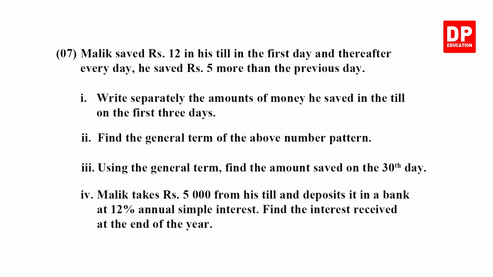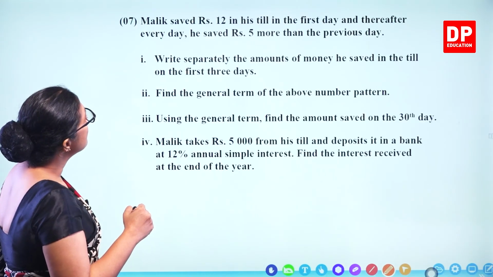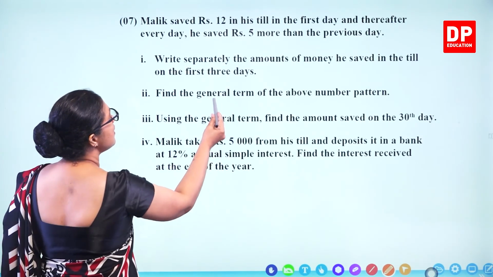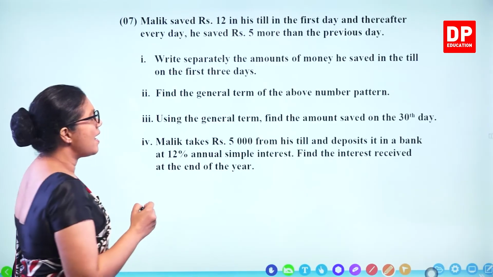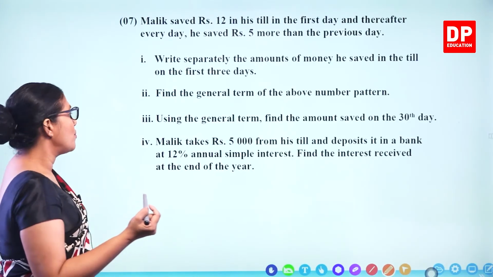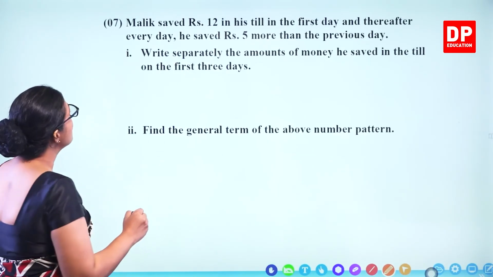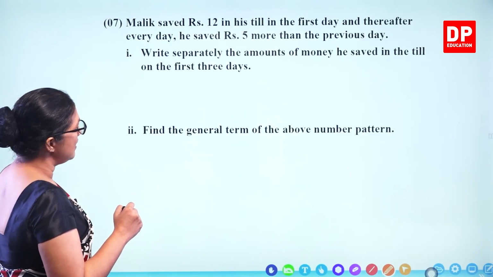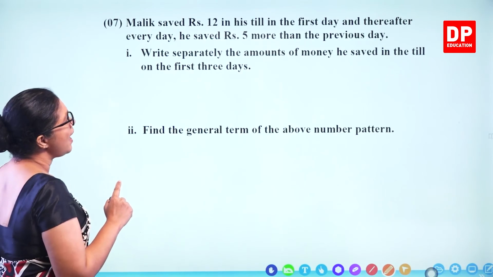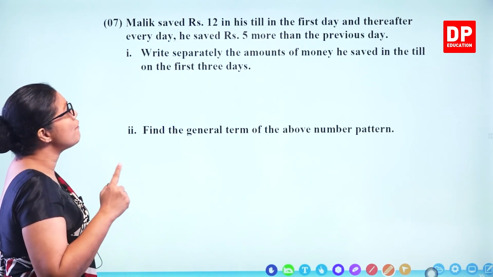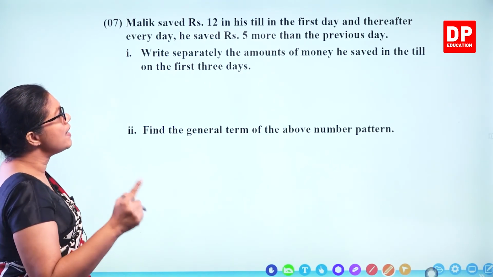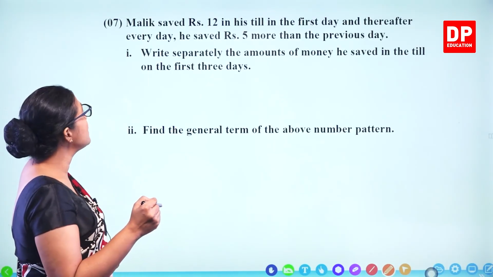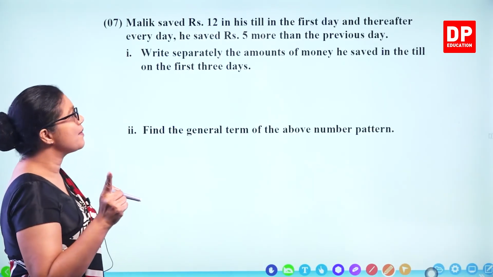Let's take the last question. This is about patterns, number patterns. General term is there and find out the values. So we'll do each step separately. Malik saved 12 rupees in his till on the first day. And thereafter every day he saved 5 rupees more than the previous day. Write separately the amounts of money he saved in the till on the first 3 days.